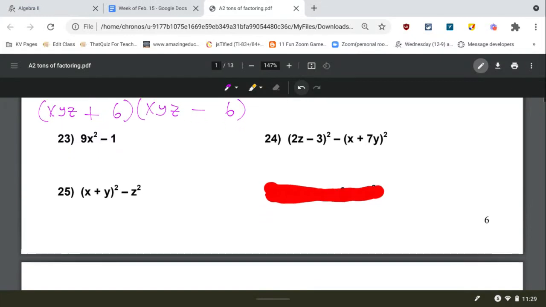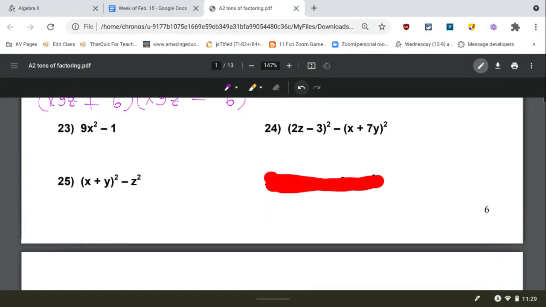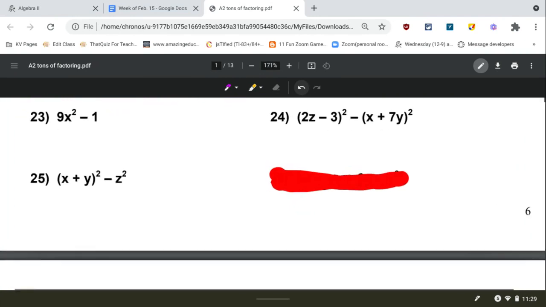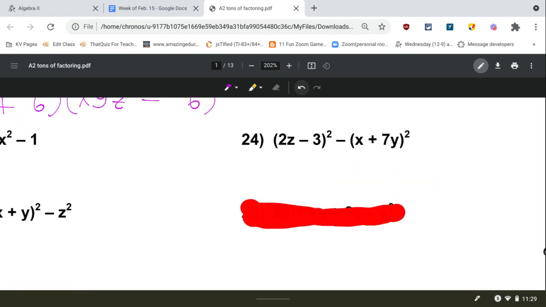Okay. Man, 24 and 25, these are kind of odd looking. Number 24, let me look at that. So this is a perfect square because it's equal to 2z minus 3 times itself. So I'm going to put 2 of those there. And then x plus 7y, that's going to be the same thing, same idea. X plus 7y, x plus 7y. If I do that times itself, I'm literally going to get x plus 7y squared.